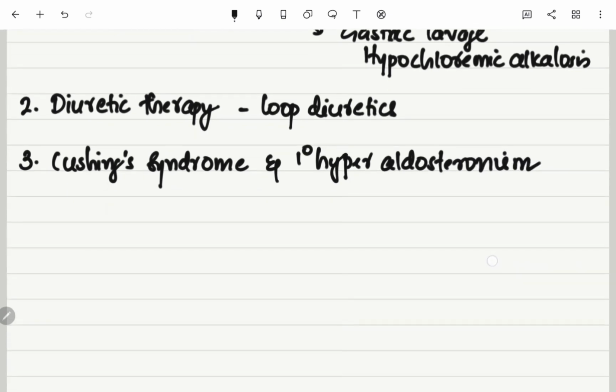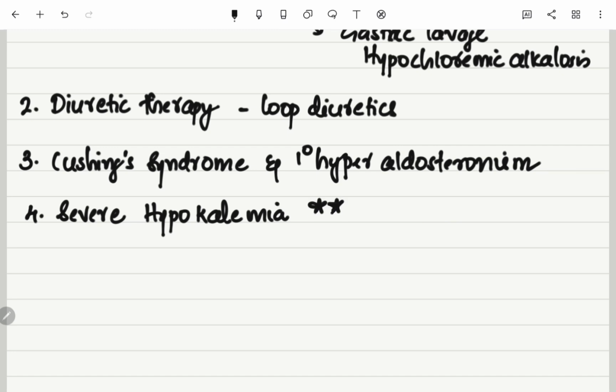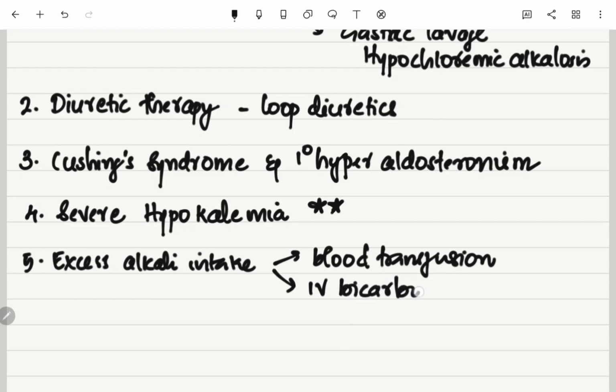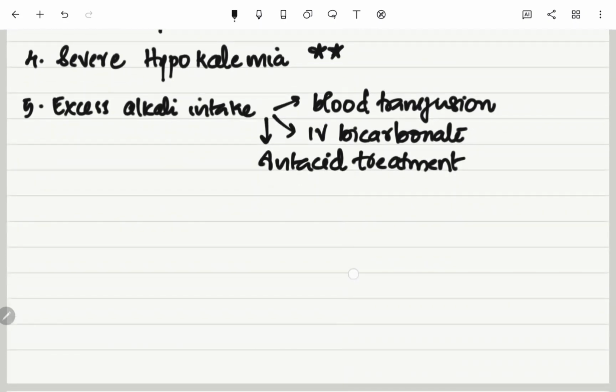Now, the fourth cause is severe potassium deficiency. When we discussed metabolic acidosis, we taught that it is associated with hyperkalemia, and the explanation is already given. So here, metabolic alkalosis is associated with hypokalemia. Fifth cause, excess alkali intake. The causes are massive blood transfusion, IV therapy with bicarbonate solution, and use of antacids in the treatment of peptic ulcers and gastritis. So these are the major causes of metabolic alkalosis.